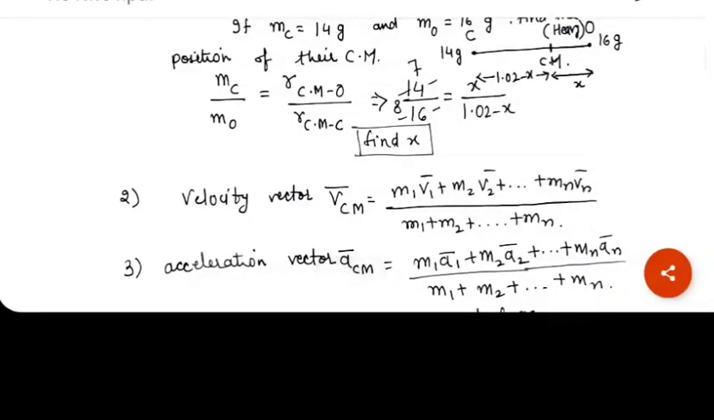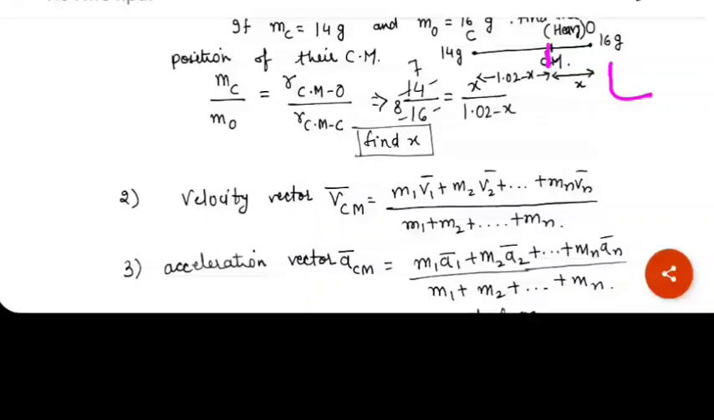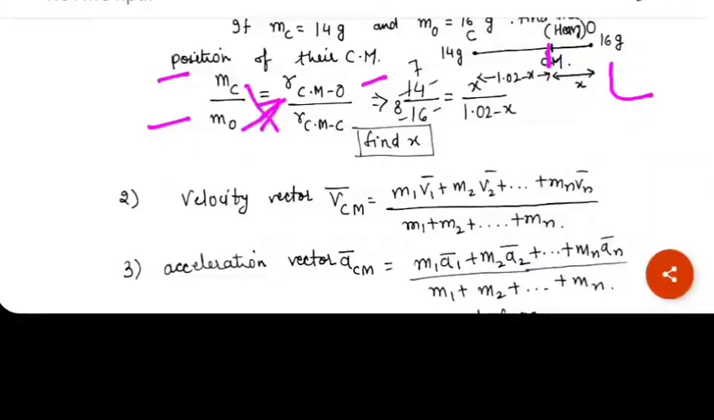So in this type of question, it will be asked from where you have to find the center of mass. Suppose in the present question, it is asked to find the center of mass from the oxygen atom. So I have taken mass of carbon upon mass of oxygen as the distance of center of mass from the oxygen atom. See this inverse relation, and then put the values and find out the value of x, which is the location of the center of mass from the oxygen atom.